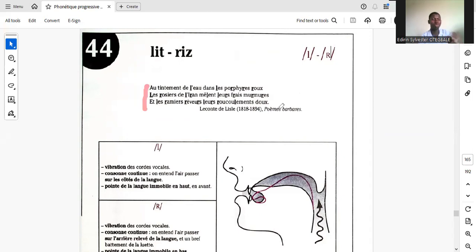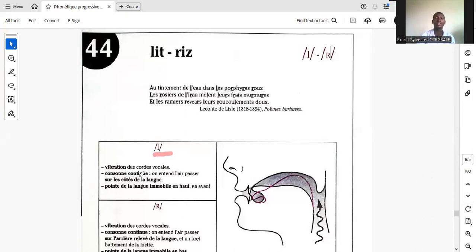So you find that in this context L and R are used. We discussed R. Let's discuss just the L. Remember, L is sonore, number one, because there is a vibration in the vocal cords. Number two, you also find that the air continues; it is a consonne continue. On entend l'air passer par les côtés de la langue. So it's constrictive, not occlusive in the long run.